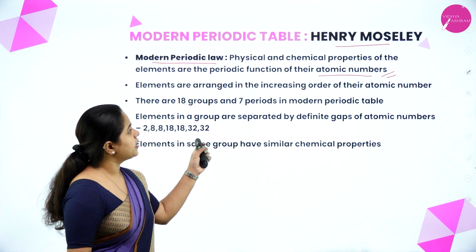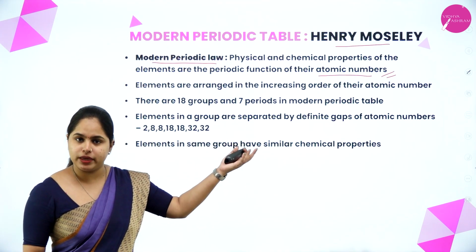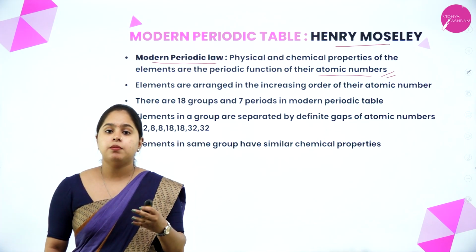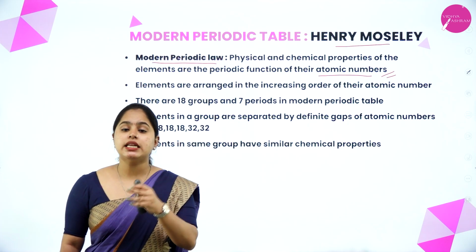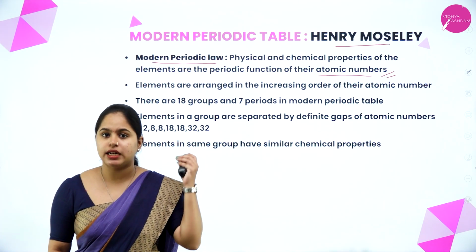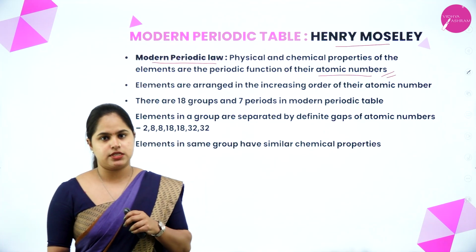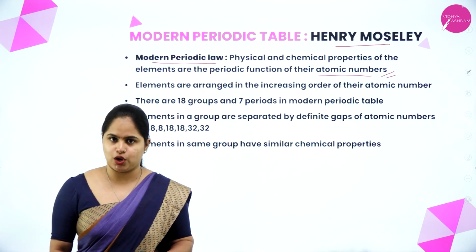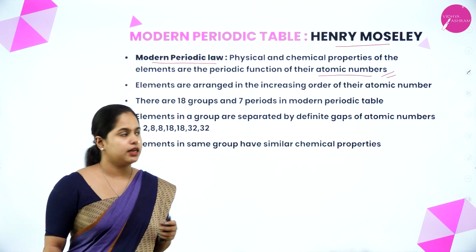So the physical and chemical properties of the elements are the periodic function of their atomic numbers. That means the elements in the modern periodic table are arranged in the increasing order of their atomic numbers, not atomic weights. We are already familiar with what atomic number is, right? So the elements are arranged in the increasing order of their atomic numbers.